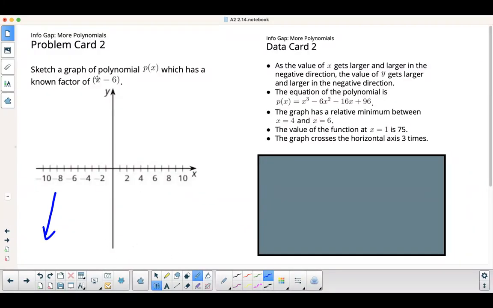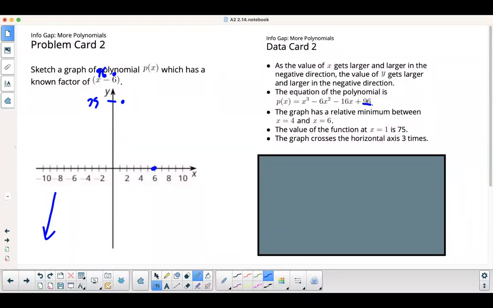Okay. If x minus 6 is a factor, we know we have an x-intercept at 6. Here's my equation. The graph has a relative minimum between 4 and 6. So somewhere down here, there's a relative minimum. Okay. The value of the function at x equals 1 is 75. So that's kind of nice. I could plot this here at 1. I'm up here at 75. Oh, my y-intercept is 96. So I'm going to go up here to 96, put my y-intercept.